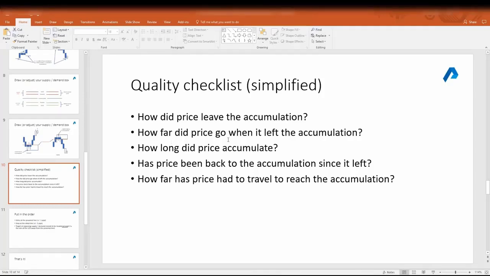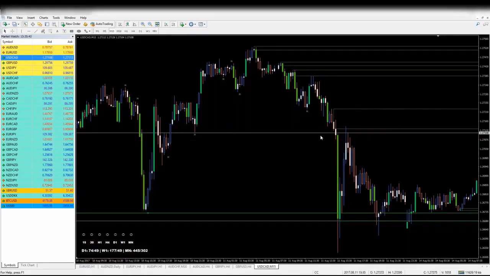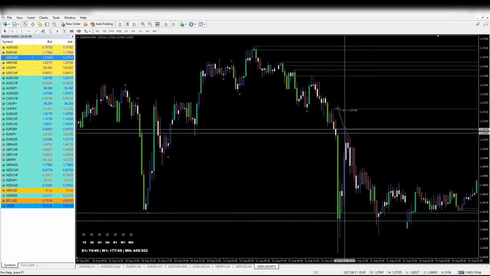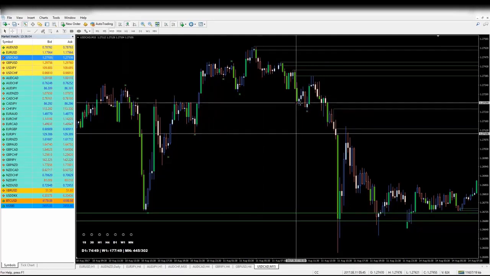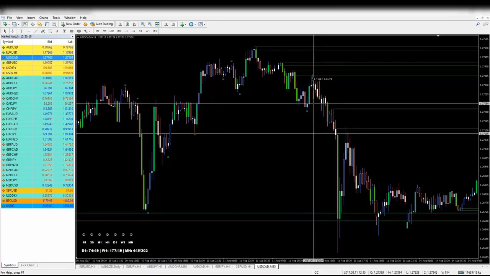Okay. Then you want to see how far did price go when it left accumulation? We can see here when this area was established, price left. It moved, so we have 10 pips, and it went down 60 pips, so it left 6 times the size of the supply, which is very good. And we have this little area here, which was about 3 pips. It went up 12 pips, which is about 4 times the size. And so that's also a pretty good move higher.